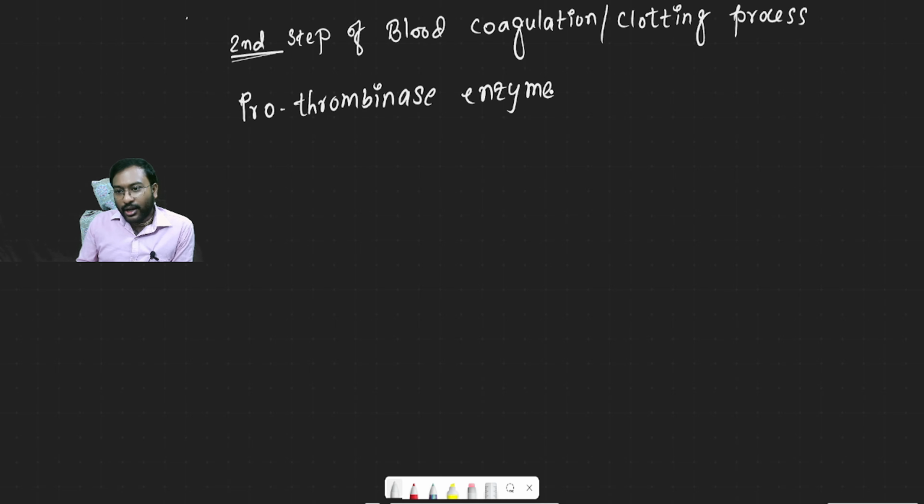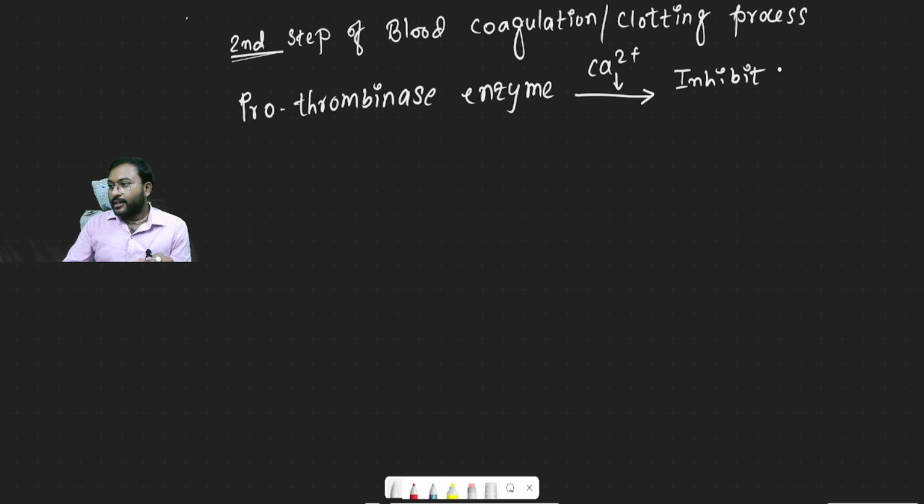Now this prothrombinase enzyme, in the presence of Ca2+ ion, acts on heparin. As a result, the functionality of the heparin becomes inhibited. So it inhibits the function of heparin. Okay, this is very important.